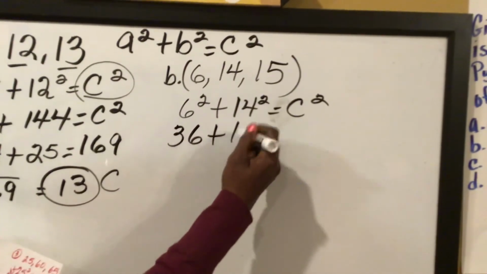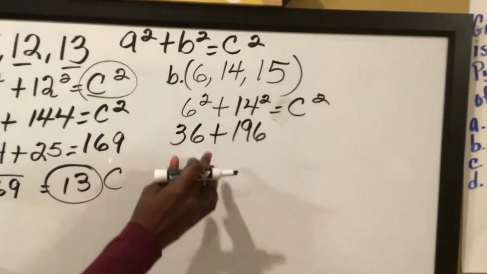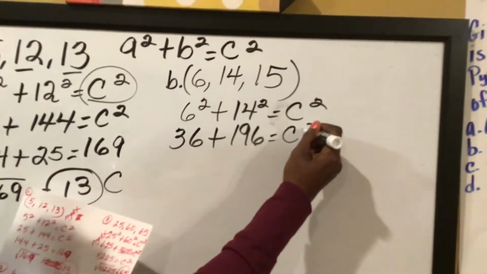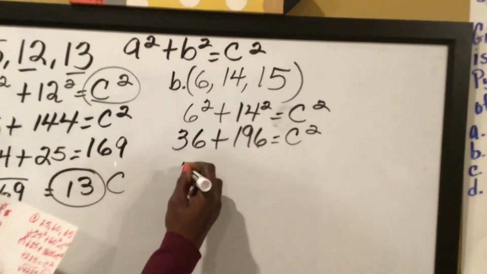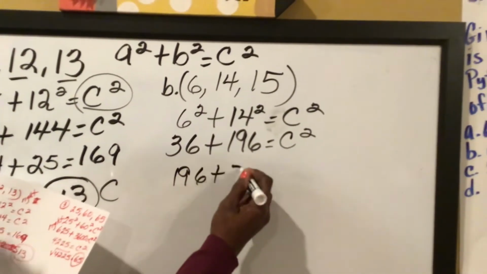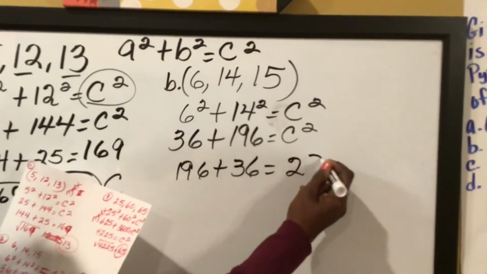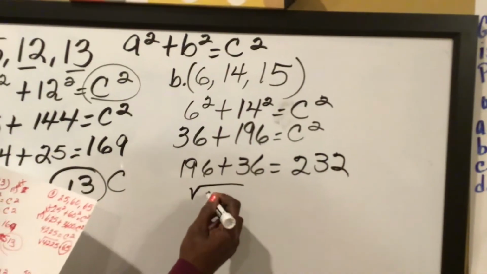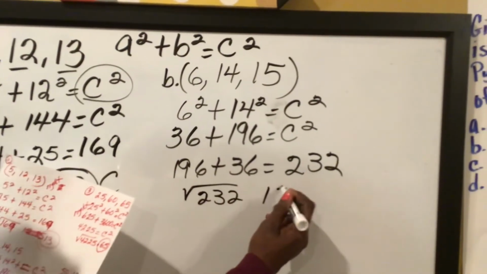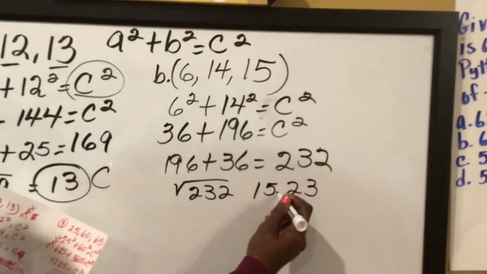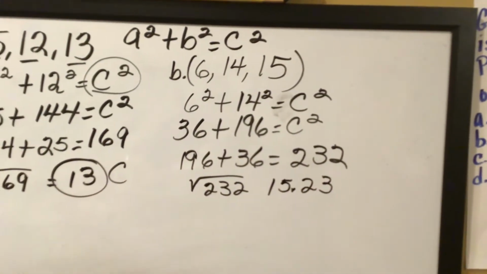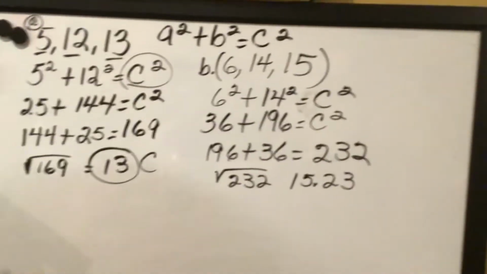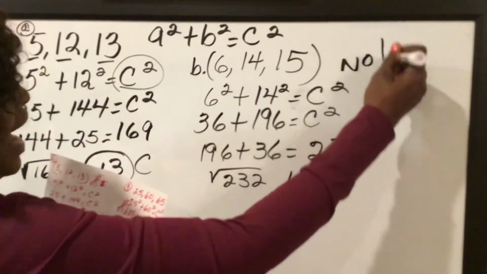14 squared is 196. Now you probably wouldn't be able to add this. You would have to use your calculator, but I'm going pretty fast here because I've already done it. And so when I add 196 plus 36, that's going to give me 232. The square root of 232 is 15.23. Now, I have a decimal there. So is that considered a perfect square? No, ma'am, it is not a perfect square. So right now, this one is not correct.